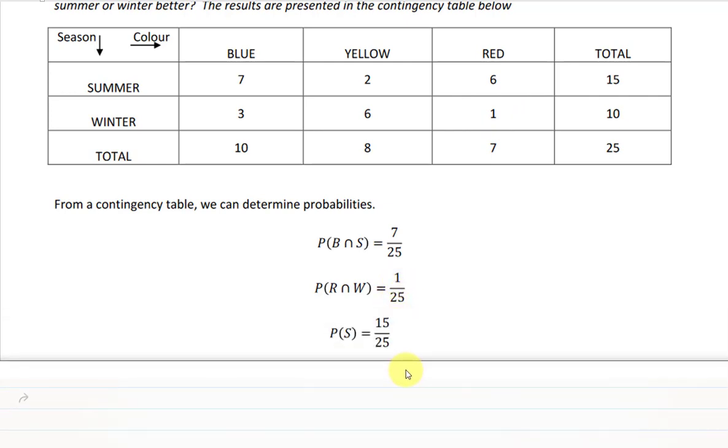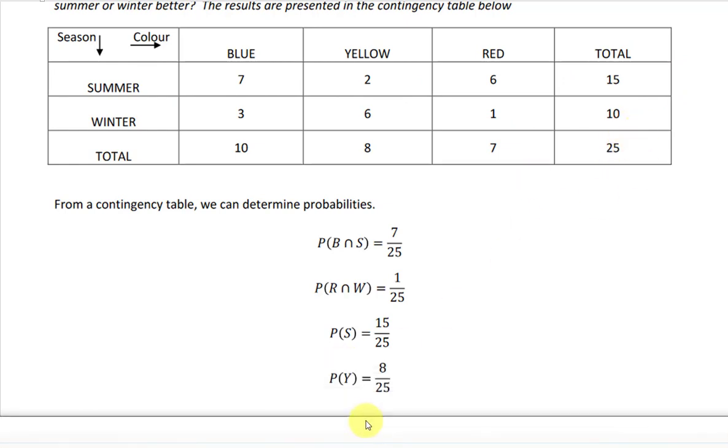We can find the probability of a student who prefers summer no matter what color they like. For summer, we have a total of 15 out of 25. And the same thing for the colors. If we're only looking for yellow, we have a total of 8 out of 25 for everything.